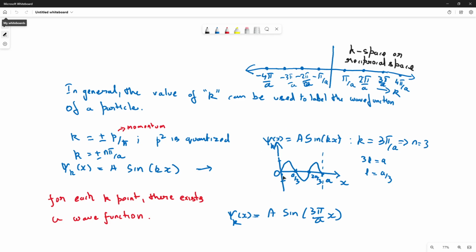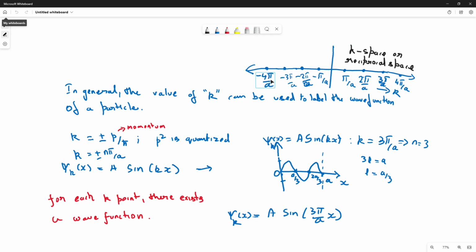Like this is a wave function for k equal to 3 pi by a. So similarly, for k equal to pi by a, there would have been a wave function. For k equal to 2 pi by a, there would have been a wave function. For 4 pi by a, there would have been a wave function. So we listed all possible values.